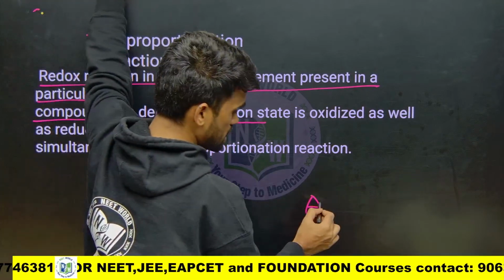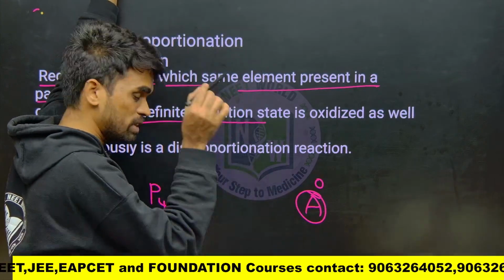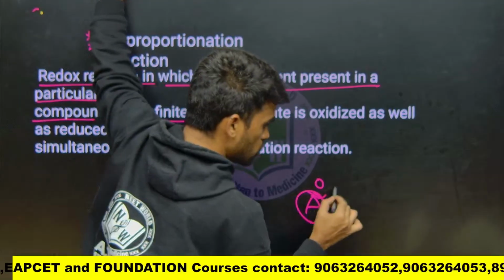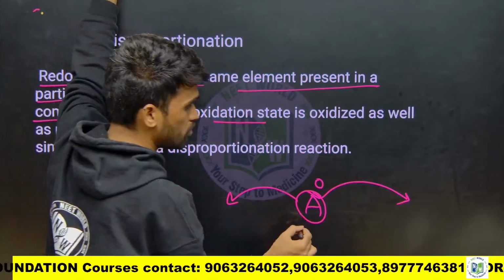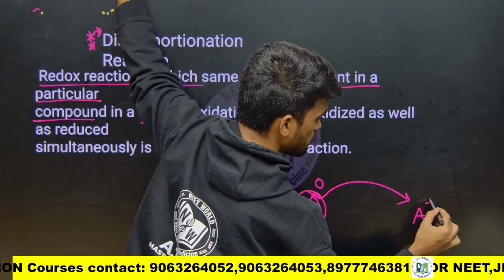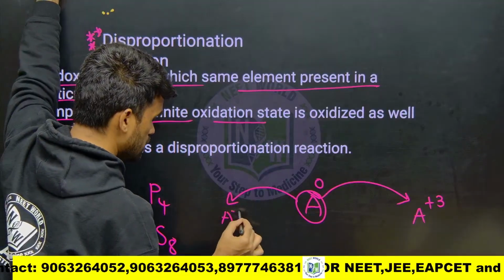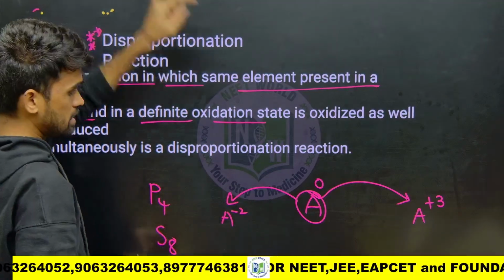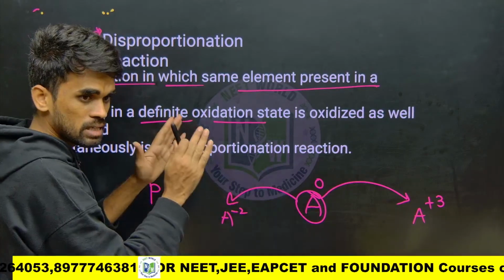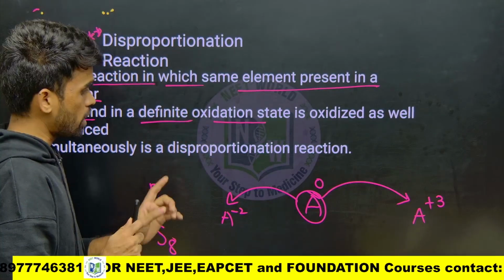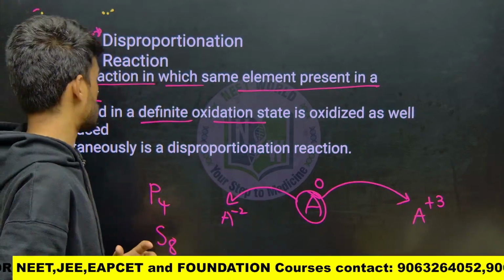Now this element A, having, let us say, 0 oxidation state, is within the reaction undergoing oxidation and undergoing reduction. Let us say A becoming A plus some number, let us say plus 3, and here A becoming A minus some 2 or 3, something like this. Same species undergoing both oxidation and reduction simultaneously within the reaction. So I can say this kind of reactions are examples of disproportionation reactions, okay.